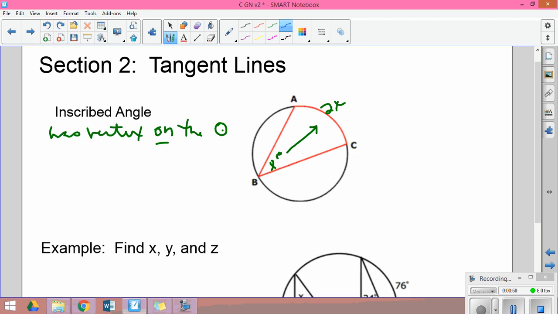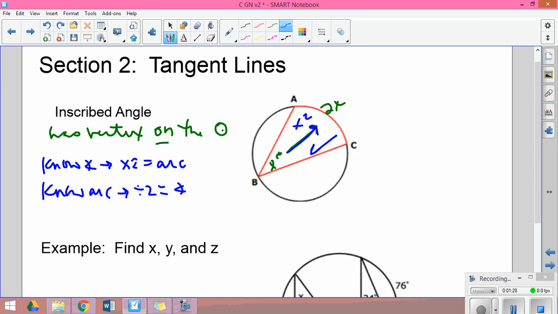So one way to think about it is if you know the angle, then you multiply by 2 to get the arc. And if you know the arc, you divide by 2 to get the angle. Right? So it's a matter of going out, you multiply by 2. When you come in, you divide by 2.